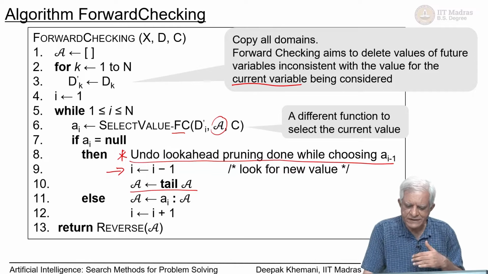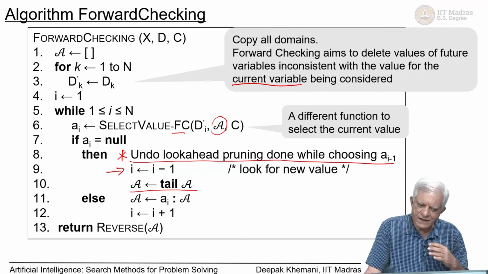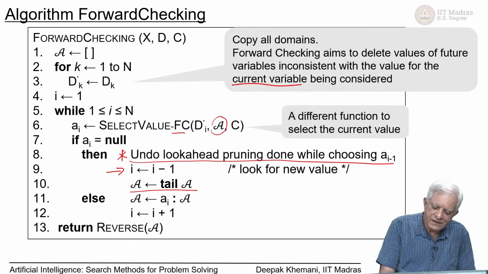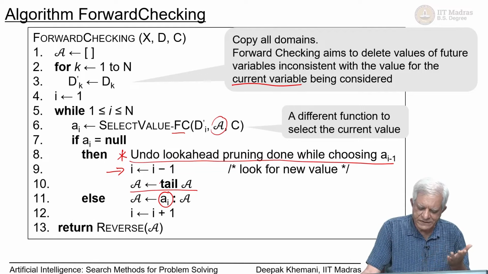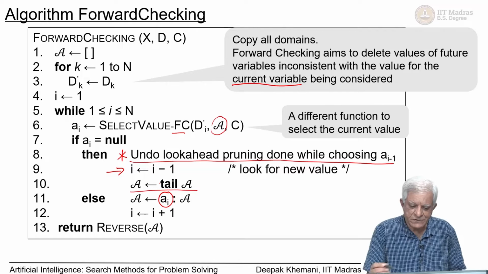But this is needed because forward checking is pruning future domains, so we want to undo that part. If it has found a value a_i, then like backtracking, it concatenates it to the assignment and goes on to the next variable. So, let us look at this function select value forward checking.